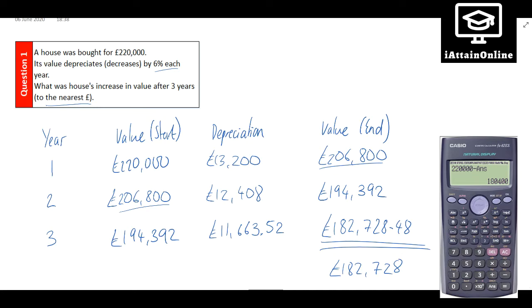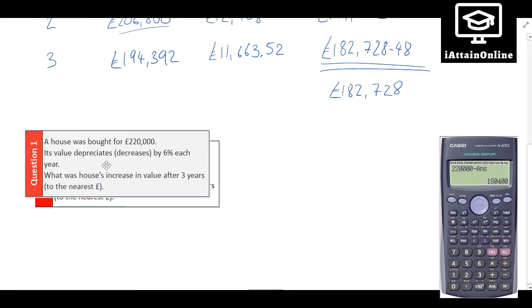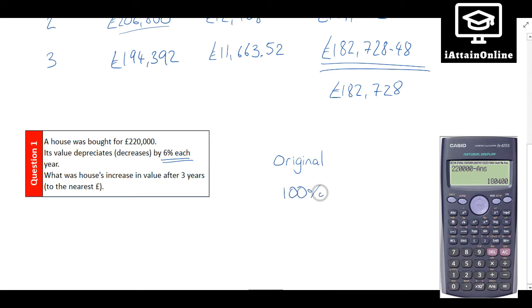£182,728. Okay, now that's the long-winded way, but if I just copy this down again, and we scroll down a little bit, I'm now going to show you the more advanced way of doing it. Now, last time we're decreasing each year by 6%. So watch out for these, because the original amount, which in this case is £220,000, is 100%.